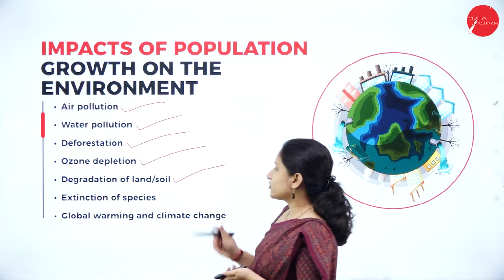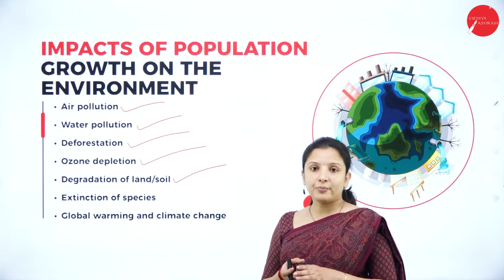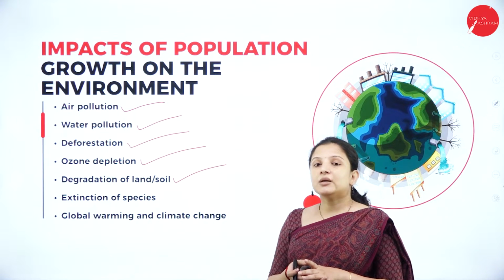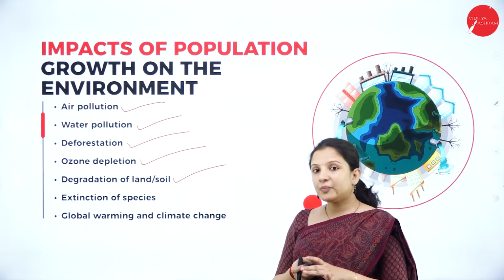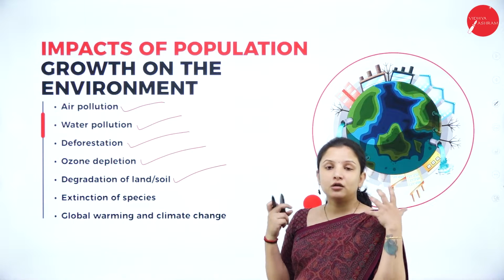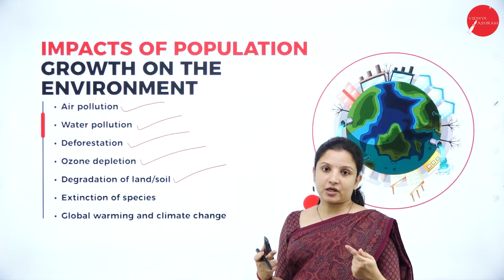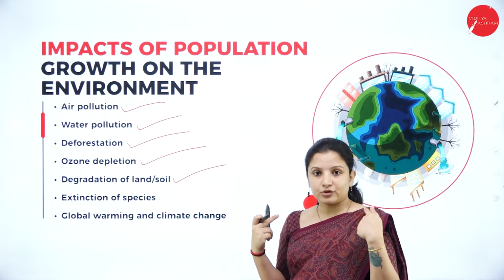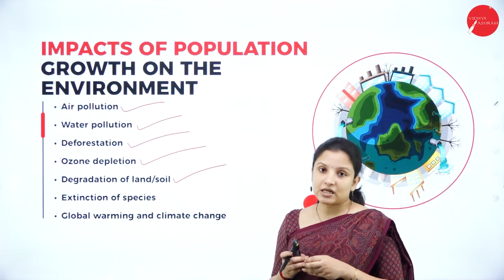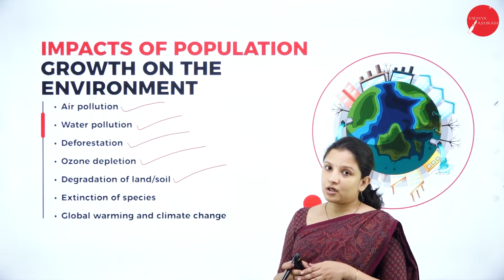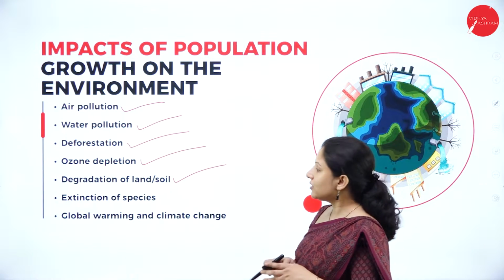Next is degradation of land or soil. What happens? When the population increases, the demand for agriculture and for food also increases. So what will people do? They'll start using a lot of chemical fertilizers in order to increase the food production from the crops. They'll add a lot of chemical fertilizers to the agricultural fields. Will it not degrade the soil? It will, right? So degradation of land or soil can occur.